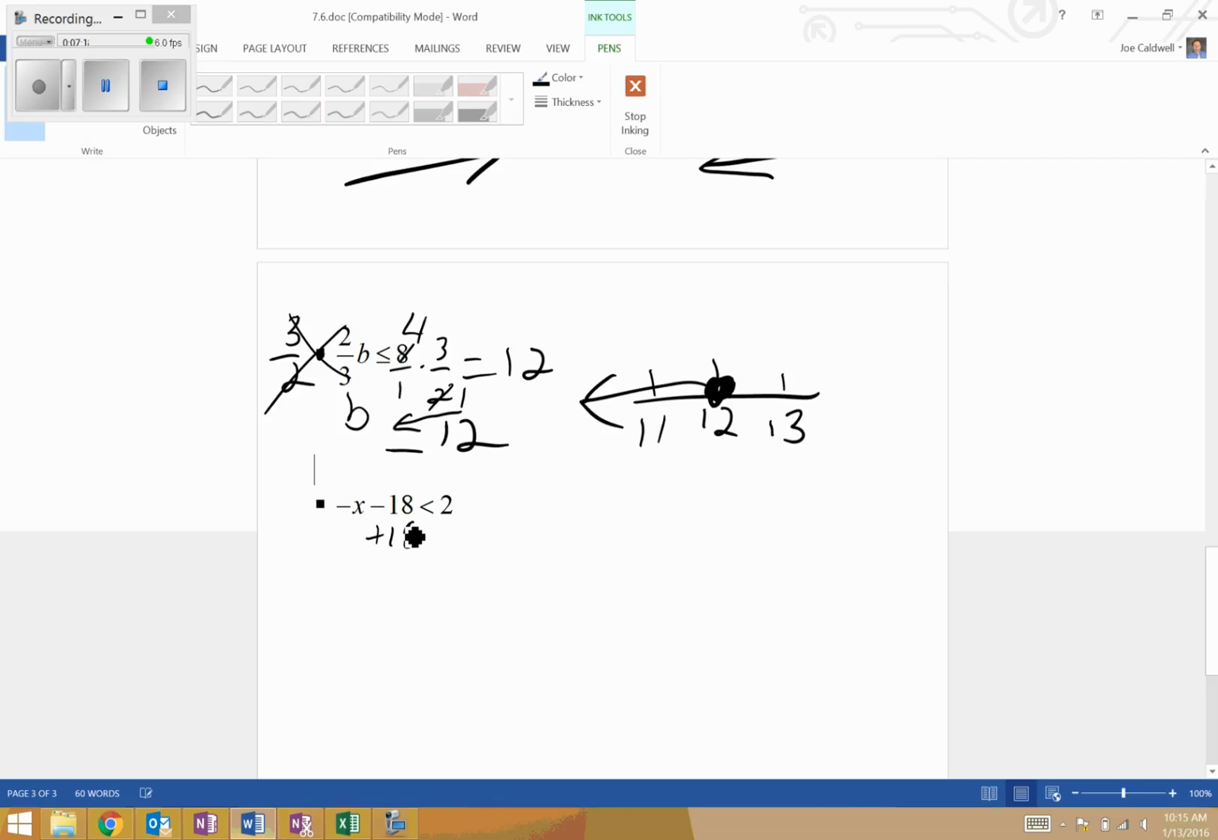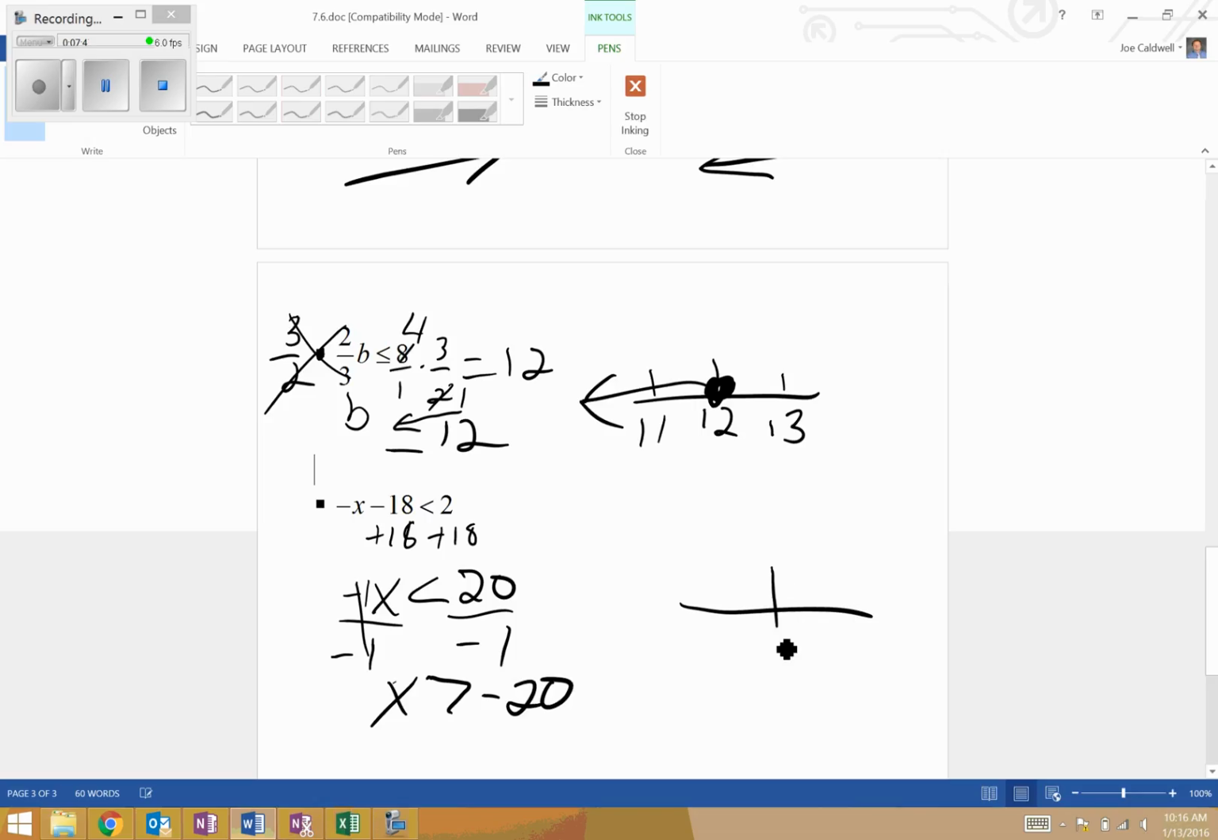This one, a two-step problem, we do the same thing. Add 18 first, deal with the addition or subtraction first. Now we're left with negative x is less than 20. Okay? X is not by itself. In order to get x by itself, this is really like negative 1x. So we need to divide both sides by negative 1. Now, since we divided by a negative number, we have to switch the sign. And we do our graph, of course. It's greater than, it's not equal to, so we leave it empty, and there we go.